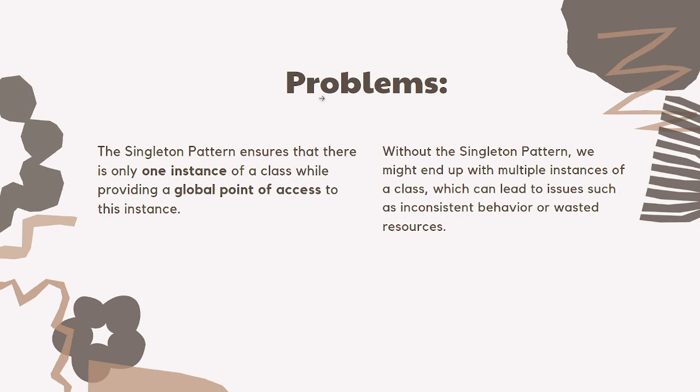The singleton pattern is to ensure that there is only one instance of a class while providing a global point of access to this instance. This can be useful in situations where we want to ensure that only one instance of a particular object is available for us to use, such as a database connection or a printer. Without the singleton pattern, we might end up with multiple instances of a class, which can lead to issues such as inconsistent behavior or wasted resources.